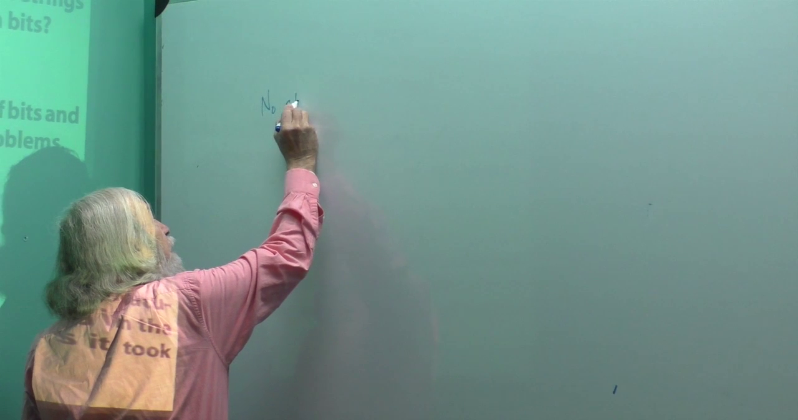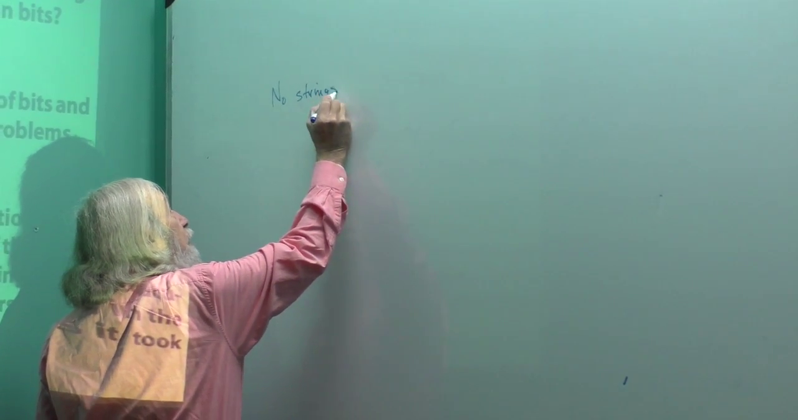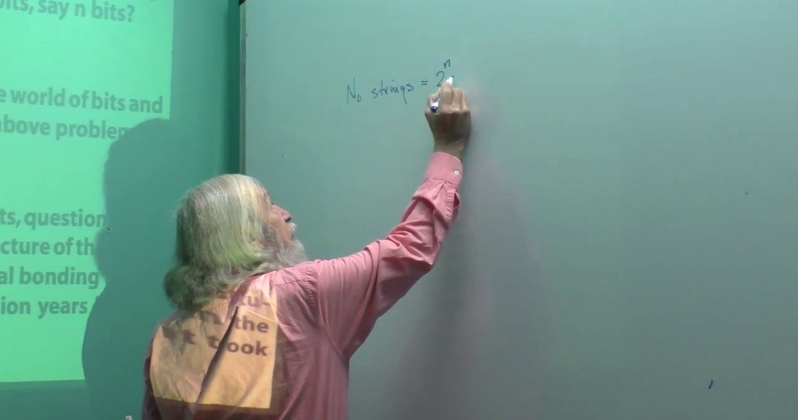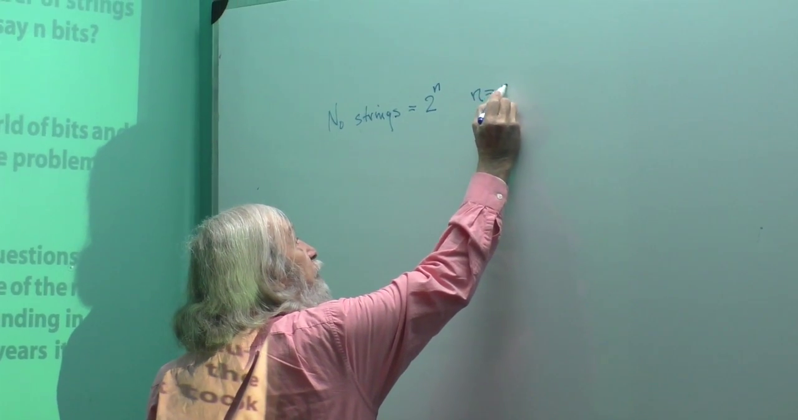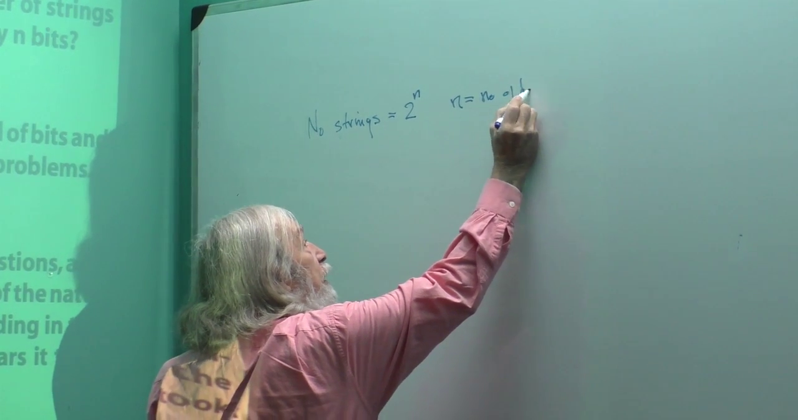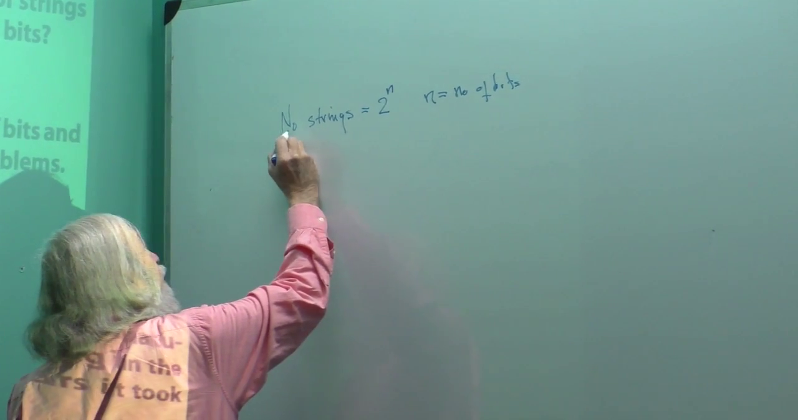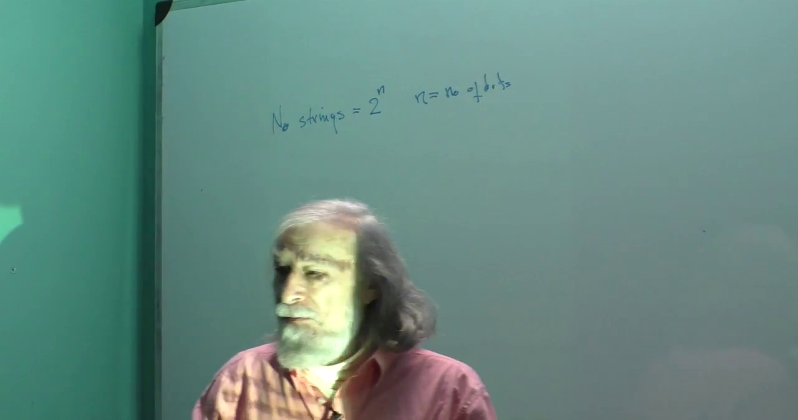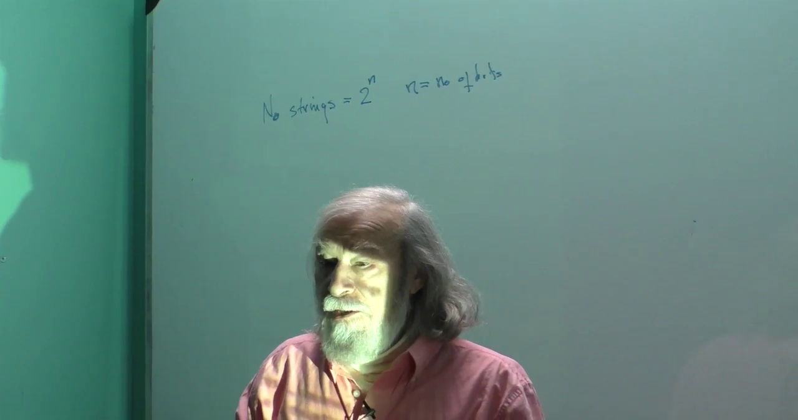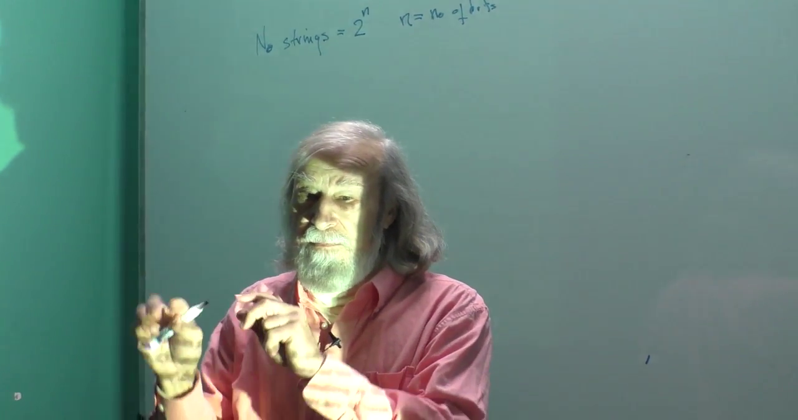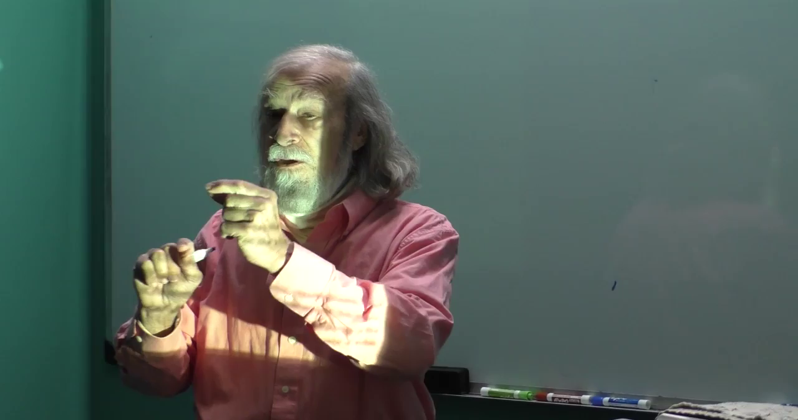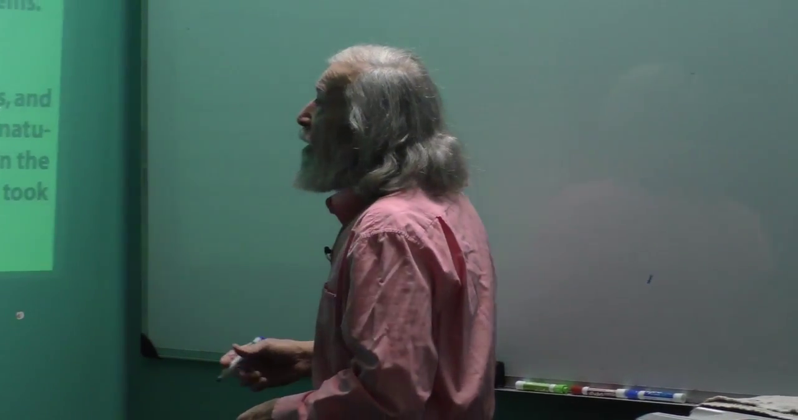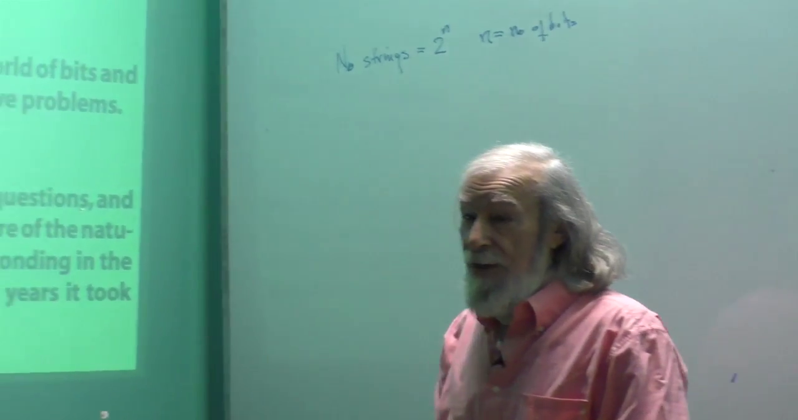Number of strings equals 2 to the n, where n is the number of bits. Little n is the number of bits. Big N is the number of strings. So you get a lot from a few bits. And it's because they can be combined together. Like the switches that you saw in the video, you can have one switch on, one switch off, and so on.